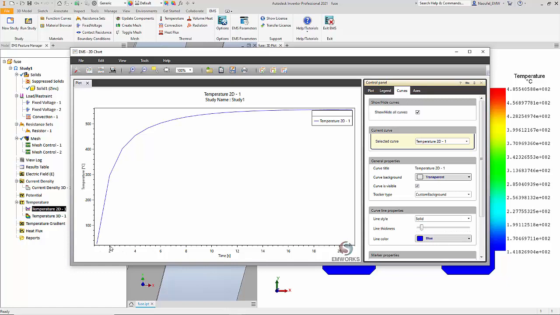You can see how within the first 2 seconds the temperature reaches close to 400 degrees C at the sensor location. And if you have some specification about the functioning of the fuse, that it needs to melt within a couple of seconds, you can be sure that the dimensions that you selected for the design of the fuse meet your specification.